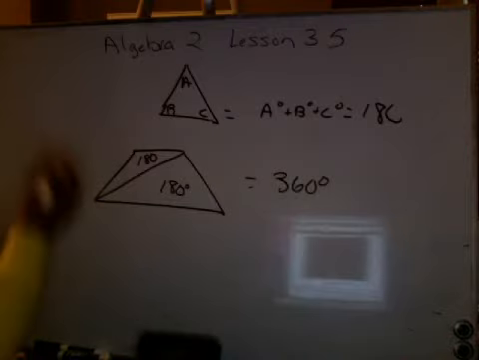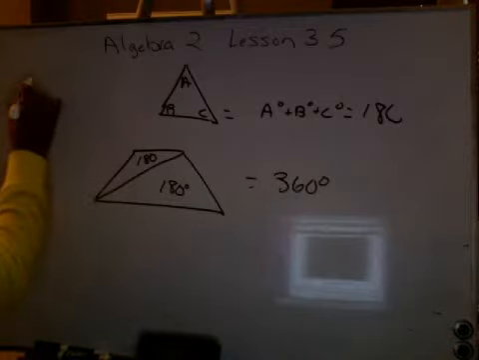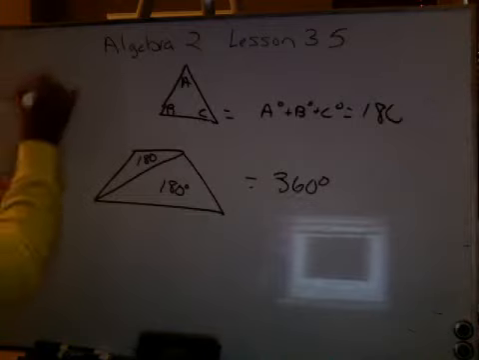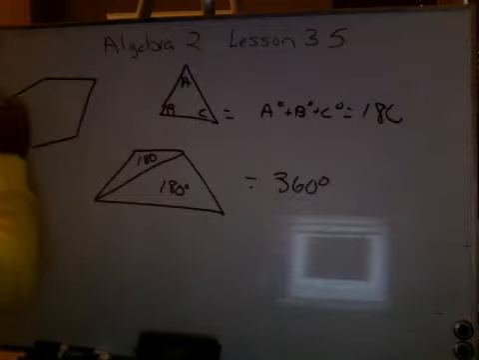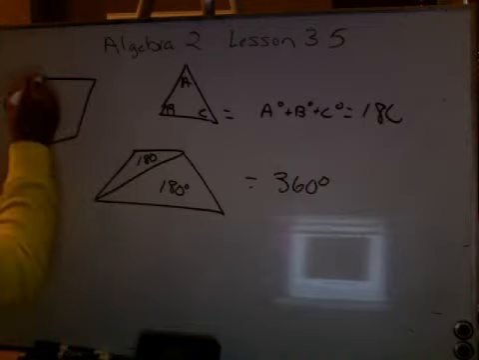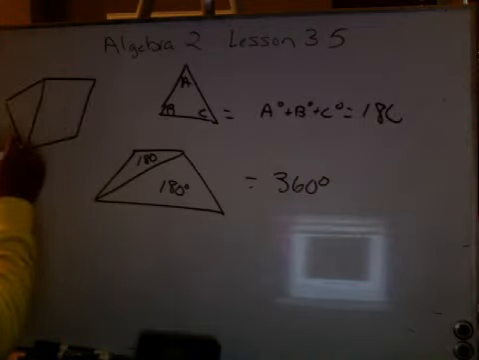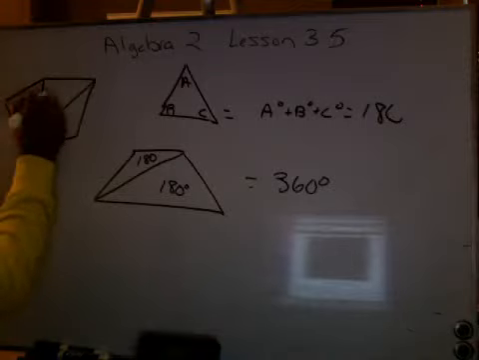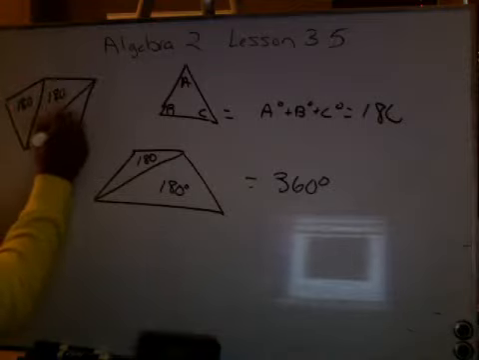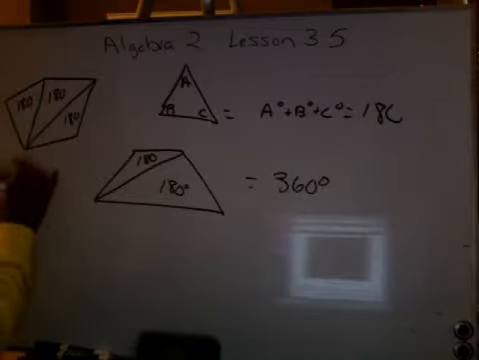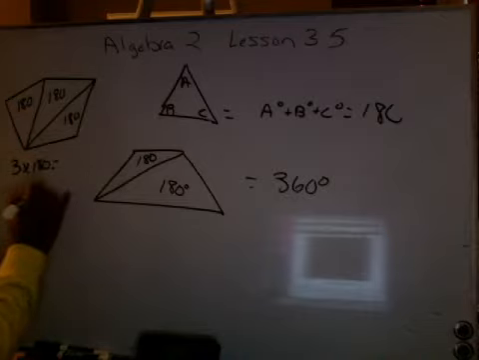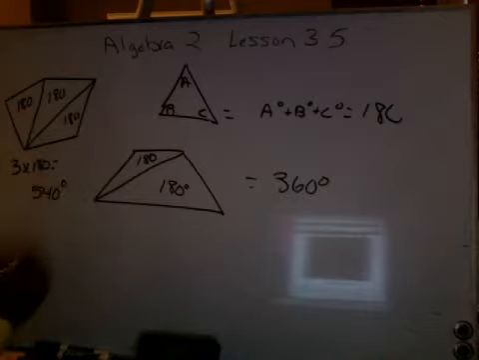Now let's look at a pentagon, which is five-sided. So 1, 2, 3, 4. We can divide this into three triangles. So this sum is going to equal 180, 180, 180. So the sum of the interior angles of a pentagon is 3 times 180, or simply 540 degrees.